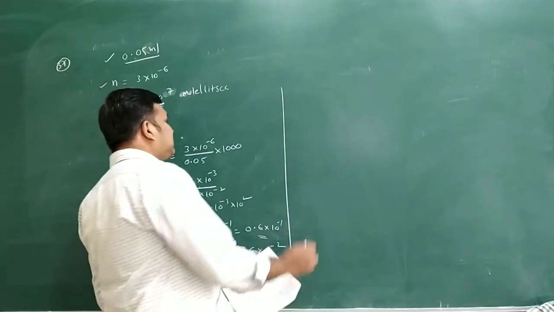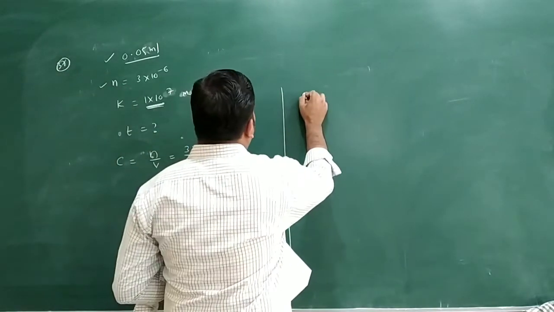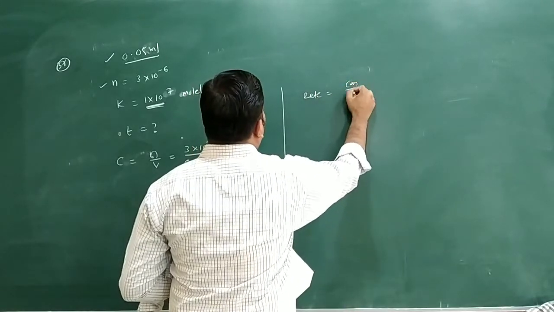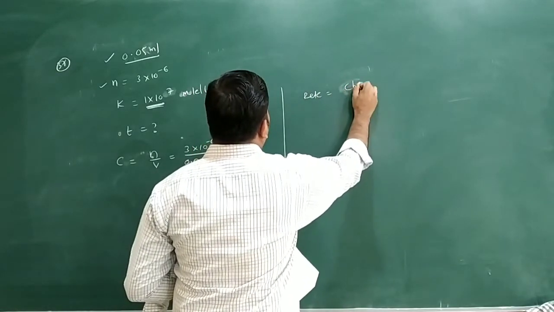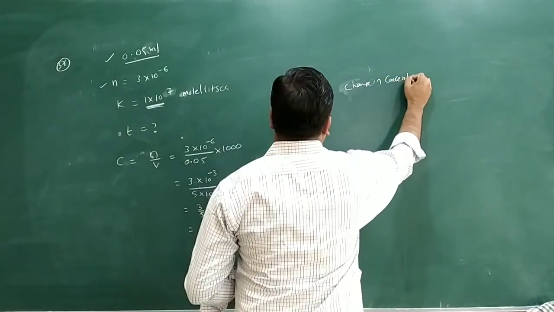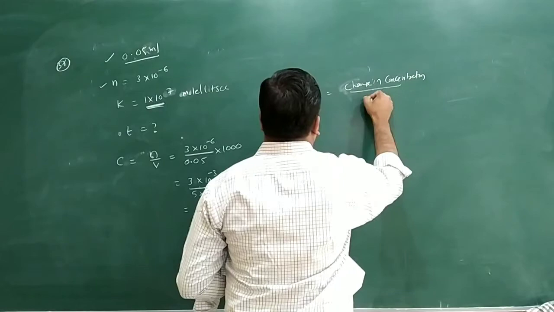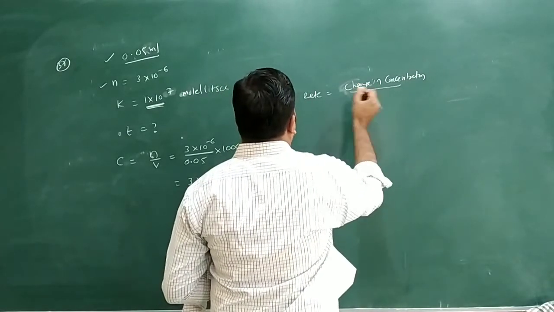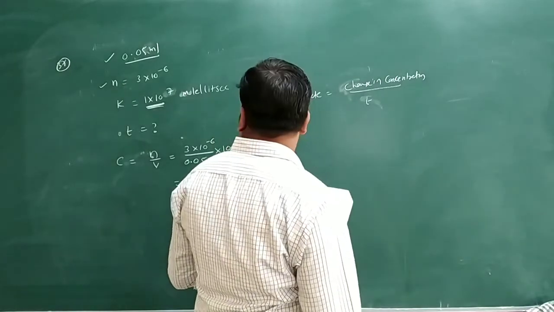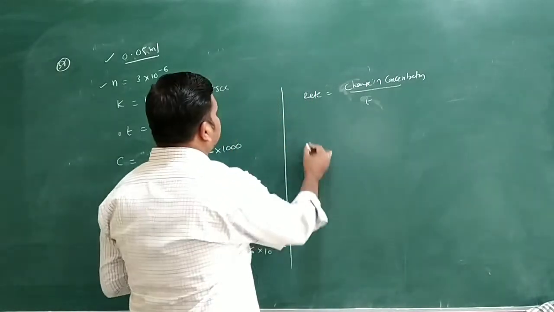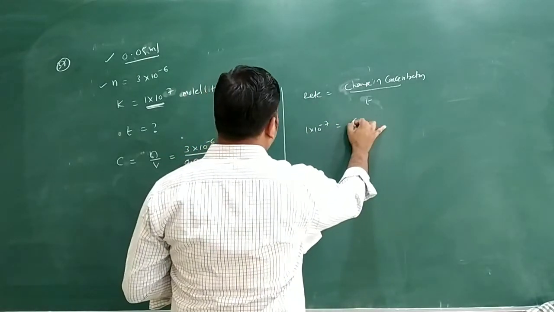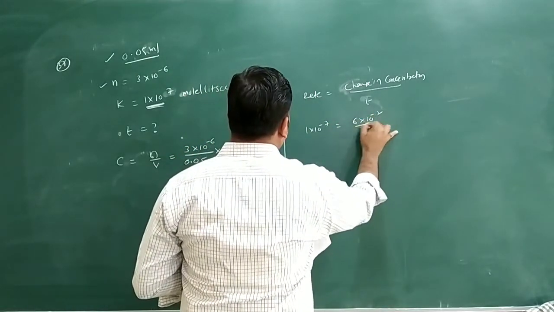So generally, what is the rate here? Rate is equal to change in concentration per time. So change in concentration by time. Rate constant K is given, that is 1 into 10 power minus 7, equal to change in concentration, this is 6 into 10 power minus 2, by T.